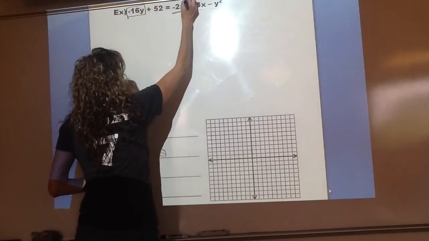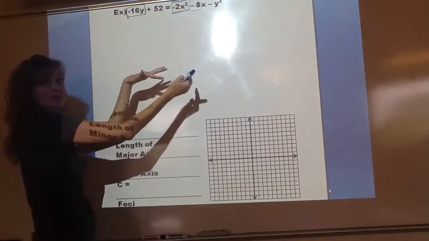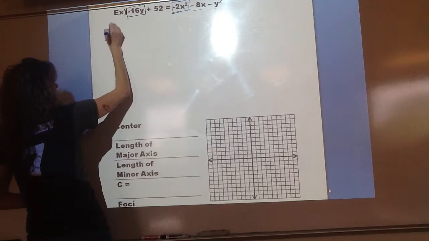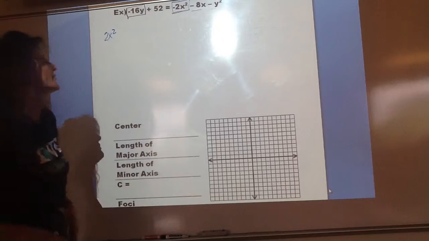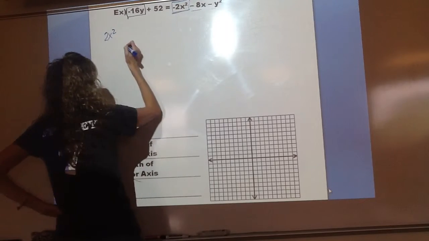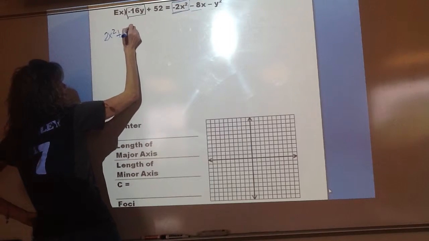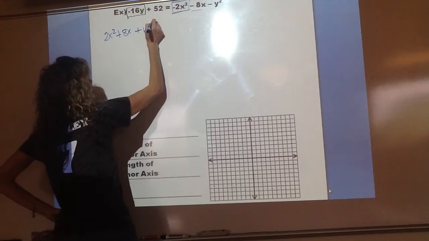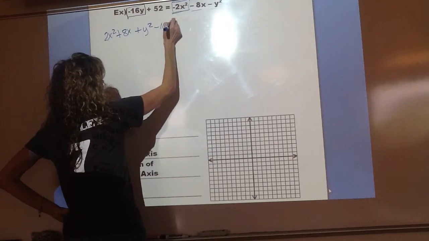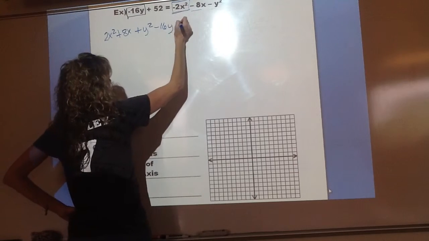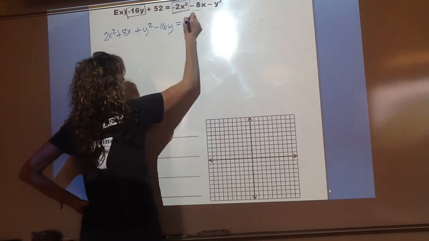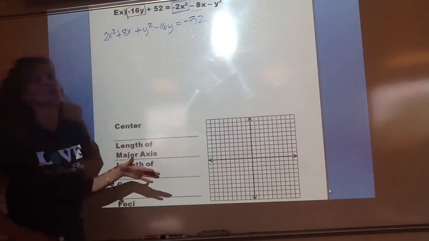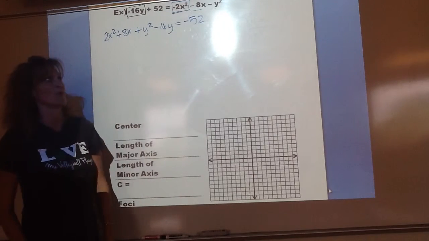So first, I'm going to add 2x to both sides since that's negative 2x. And so that gives me positive 2x squared, not 2x. And then I'm going to add 8x, so plus 8x. Then I'm going to add y squared. Minus 16y is in the correct spot. Equals, I'm going to subtract 52, so negative 52. You have to be really good at elementary algebraic skills to manipulate these and move this stuff around.